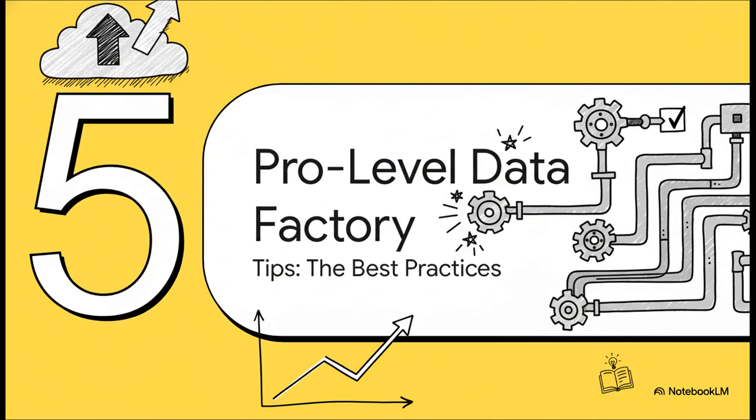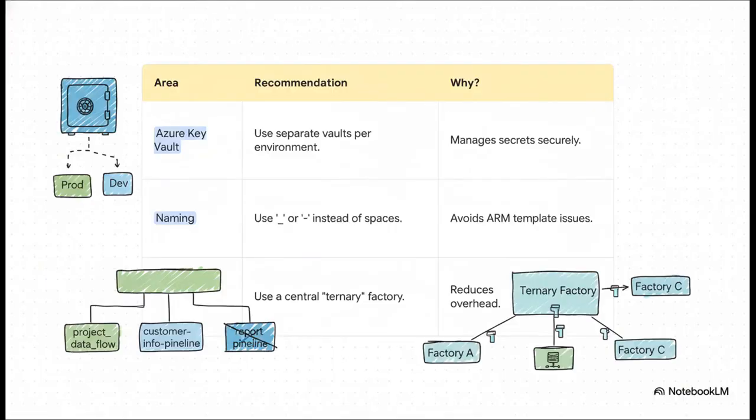All right, you've got the fundamentals down. So let's wrap this up with a few pro tips that will absolutely take your Data Factory skills to the next level. So, being thoughtful about how you manage your environments is absolutely key. Number 1, keep your secrets safe by using separate key vaults for dev, test, and prod. 2, stick to clean naming conventions. Use underscores or dashes, not spaces. It'll save you deployment headaches. And 3, if you've got multiple factories all hitting the same on-prem resources, share a self-hosted IR to cut down on management overhead.